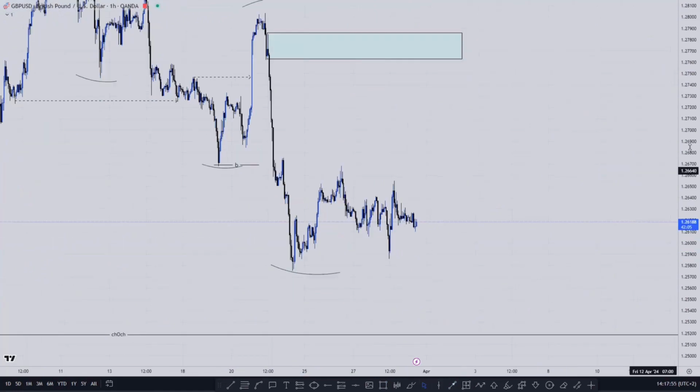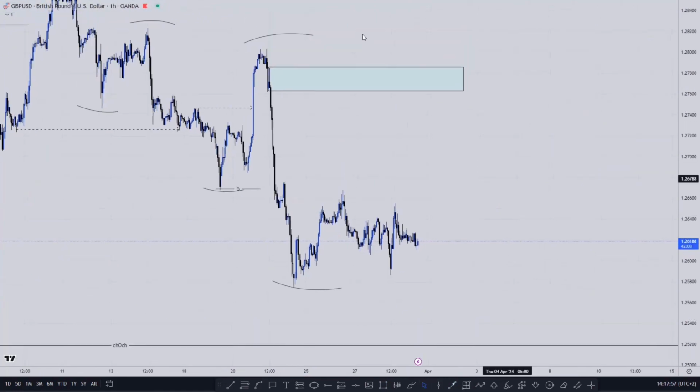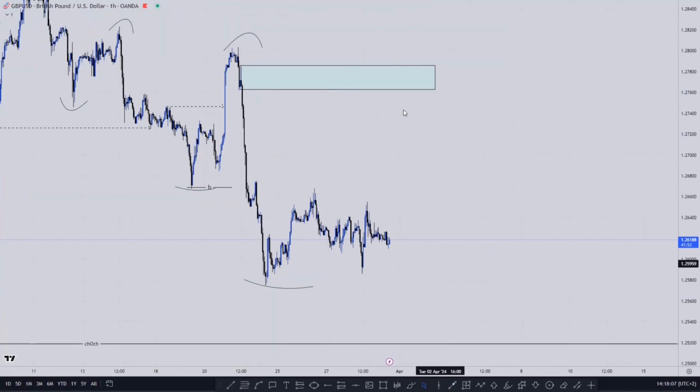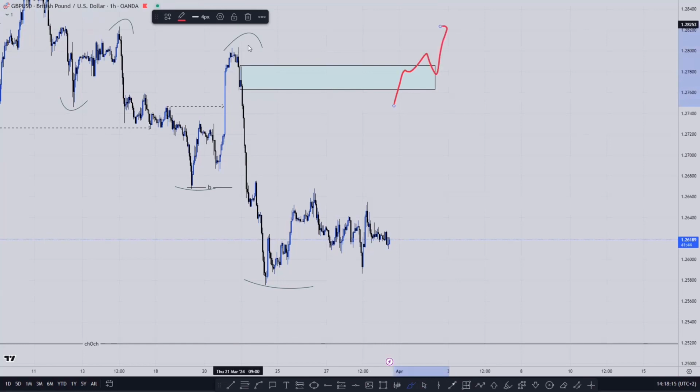Now looking at my current trade, where I'm holding a buy on GBPUSD, I'm anticipating it to come all the way there, which is where my TP is. Once I see the market tapping in this zone and not inducing to the downside, I can know that eventually they're going to change everything to the upside.